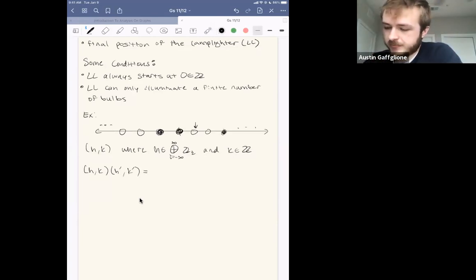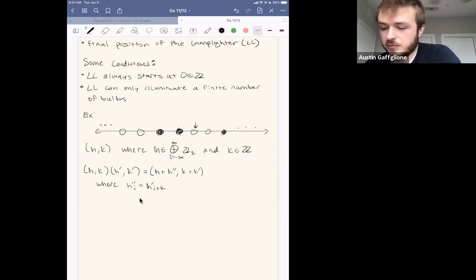So the way I multiply two elements is, with H and H prime, I add the components, and I'm going to define this H double prime. And then I add K and K prime. So this H double prime, every coordinate in it is just H prime shifted K units to the right or to the left, depending on whether K is positive or negative.